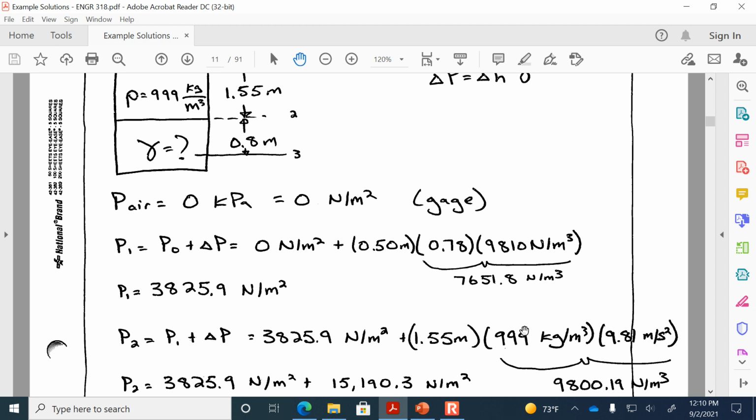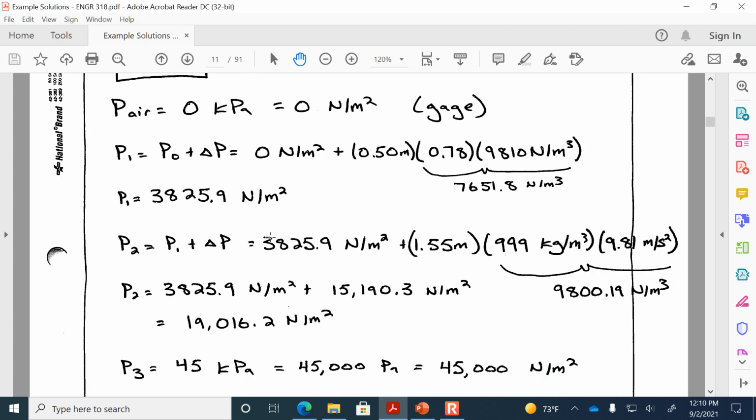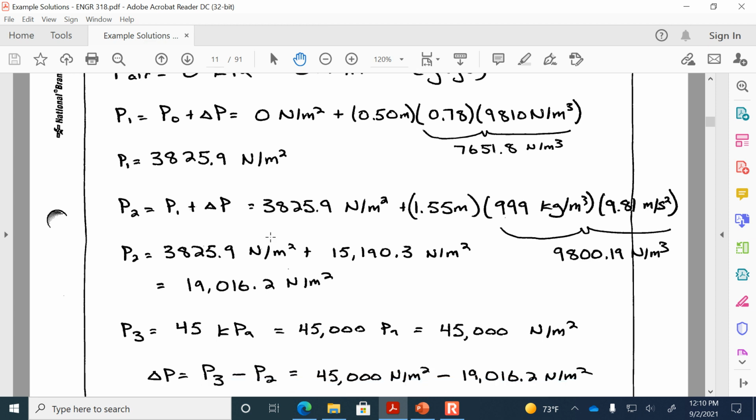So we were given the density. You can calculate the unit weight by multiplying it by G. So the bottom of the second layer has a pressure of 19,016.2 newtons per meter squared. Now P3 is already given. That's given as 45 kilopascals. So in other words, 45,000 newtons per meter squared.